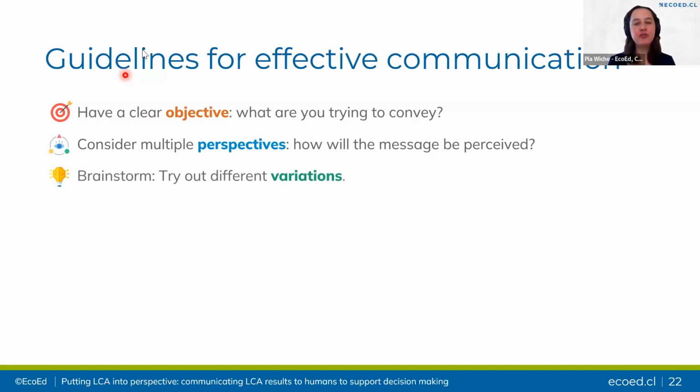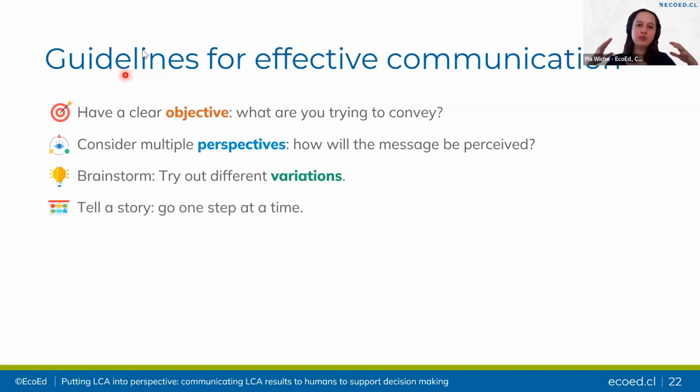Brainstorm. Try out different variations. We dedicate so much time to building the inventory, and then we spend a ton of time in the software trying to figure out the results. And by the time we get to stage 4, when we have to do the recommendations and the interpretation, we are kind of out of time. But that's exactly the point where we need to spend a lot of time to brainstorm and try out different variations of how the results are shown, so that it makes sense to the people who are going to read this.